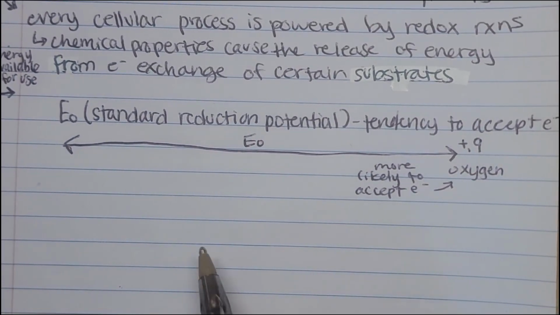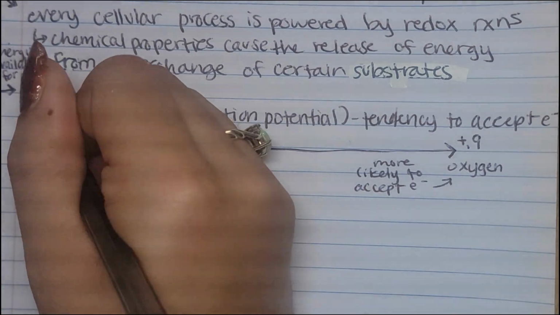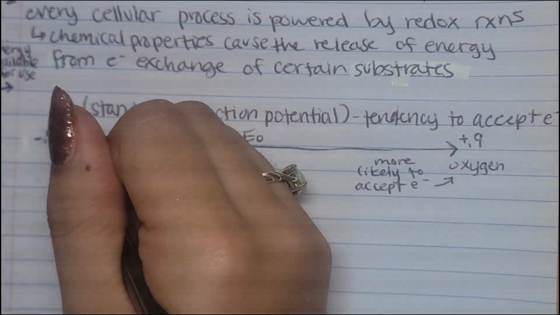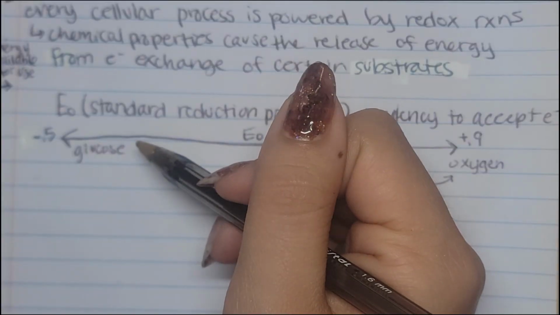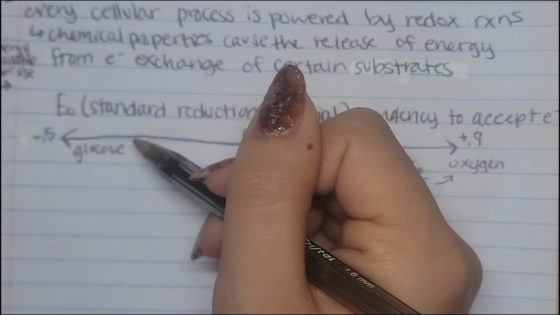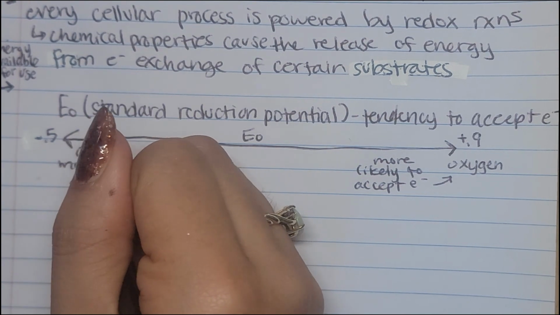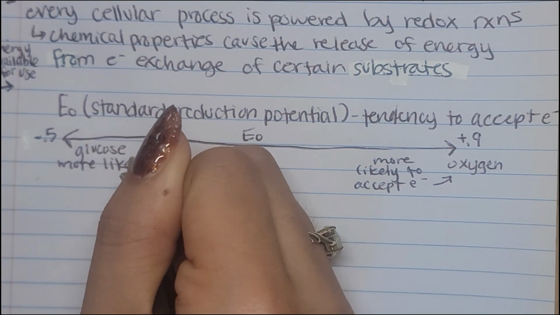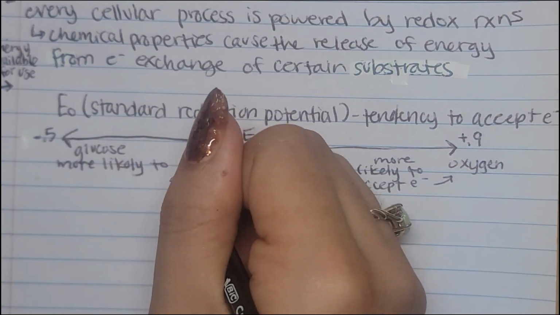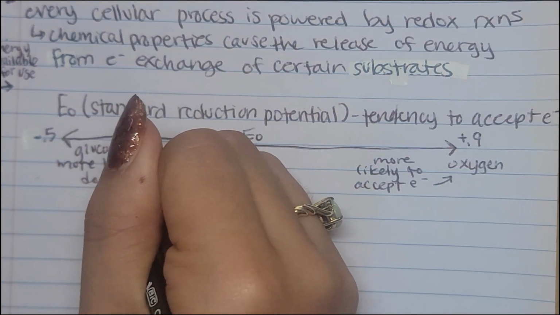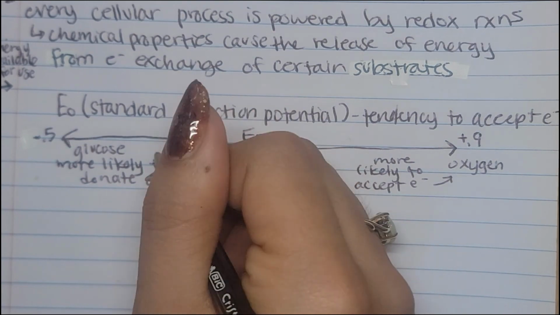Something that's less likely to be reduced, something that we see get oxidized pretty often, like glucose. We know that processing glucose, which is oxidizing it, releases energy. So instead of getting reduced and accepting electrons, it's more likely to donate electrons, getting oxidized.